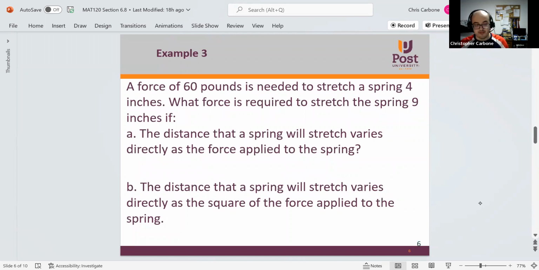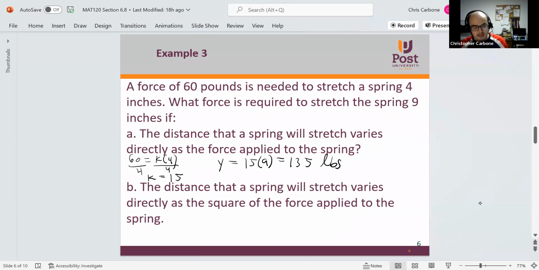And for example 3, I have a force of 60 pounds is needed to stretch a spring 4 inches. We want to know what force is required to stretch the spring 9 inches if the distance that a spring will stretch varies directly as the force applied to the spring. So we first do 60 is equal to k times 4. Dividing by this 4 gives us a k value of 15. So y is equal to 15 times 9. And that will give us 135 pounds.